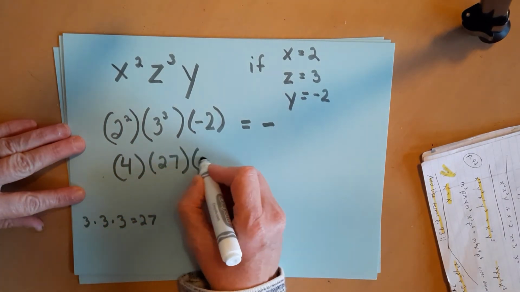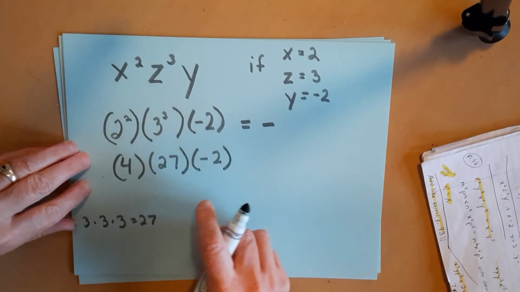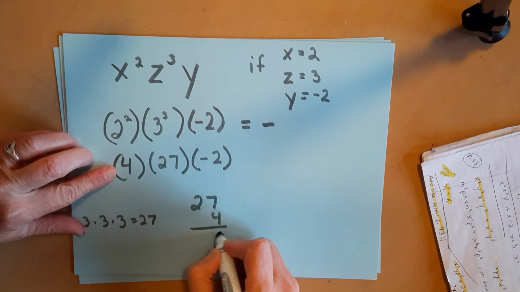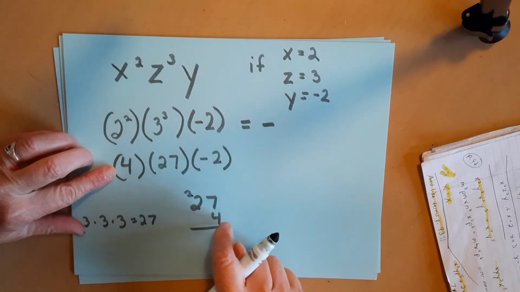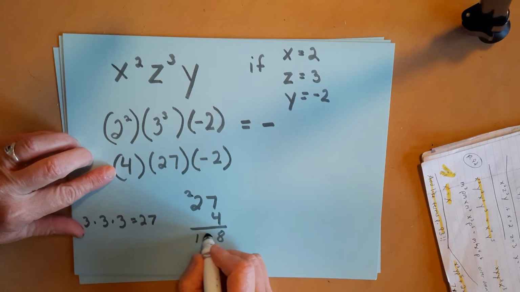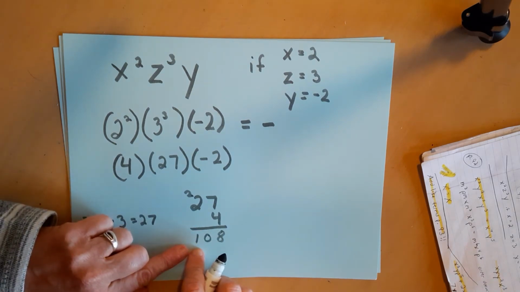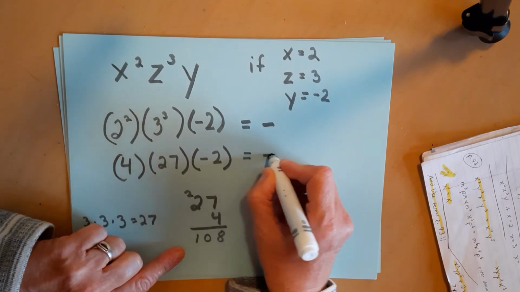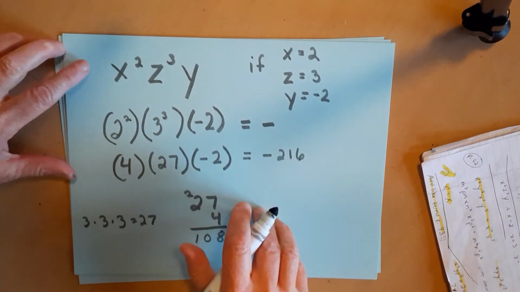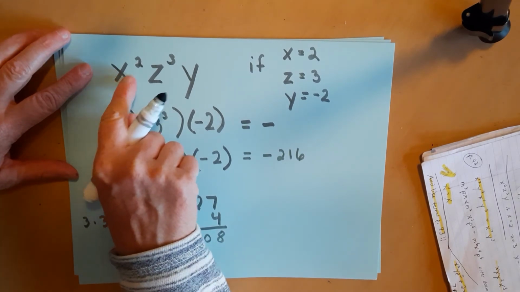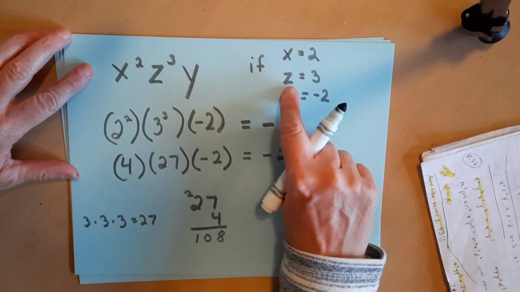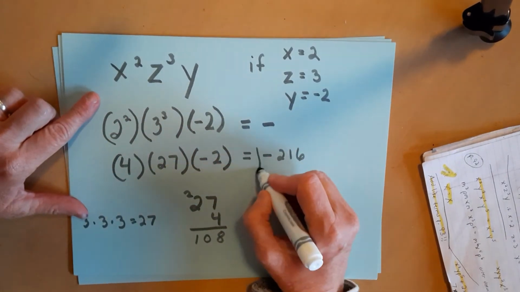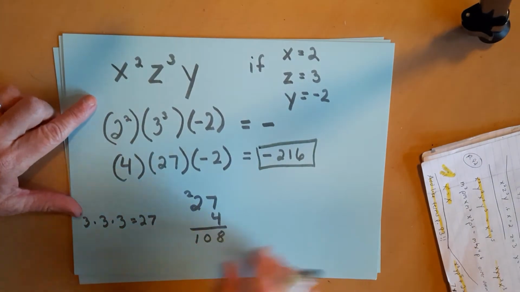And then we have to multiply that by a -2. So we have 27 times 4, which at this point, if you wanted to use your calculator for that, that is totally fine. 4 times 2 is 8, so that's 108. And then we have 108 times -2, which gives us a -216. So the answer, if it asks for, what is x squared z cubed y if x equals 2, z equals 3, and y equals -2? You simply fill in the answers, and the answer to that would be -216.